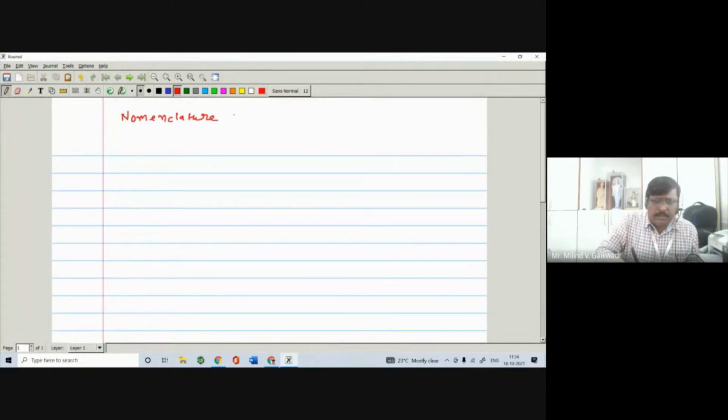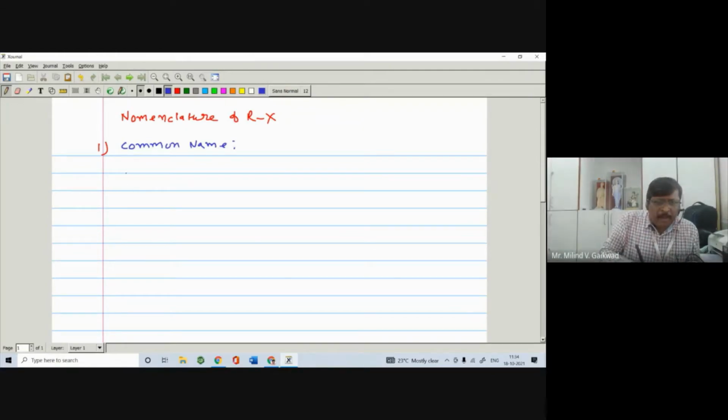Nomenclature of alkyl halide, RX. There are two types of names. One is the common name and the other is the IUPAC name. So in common name, how do we write the alkyl halide?